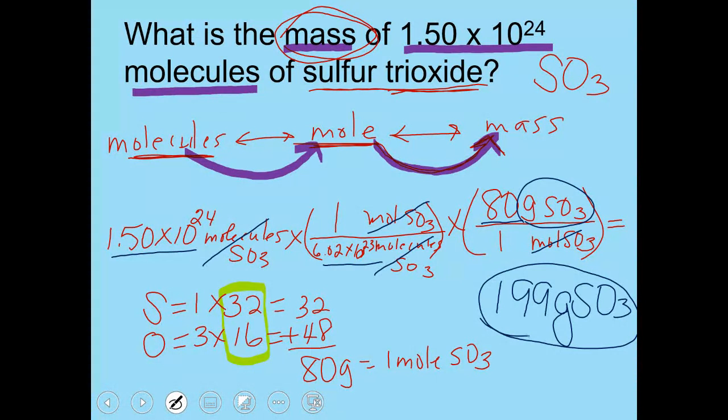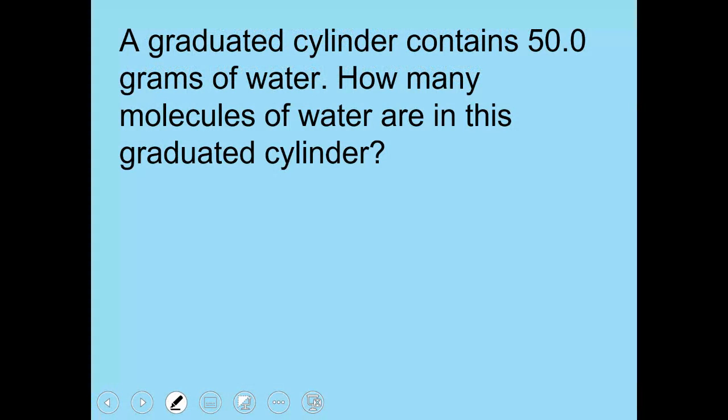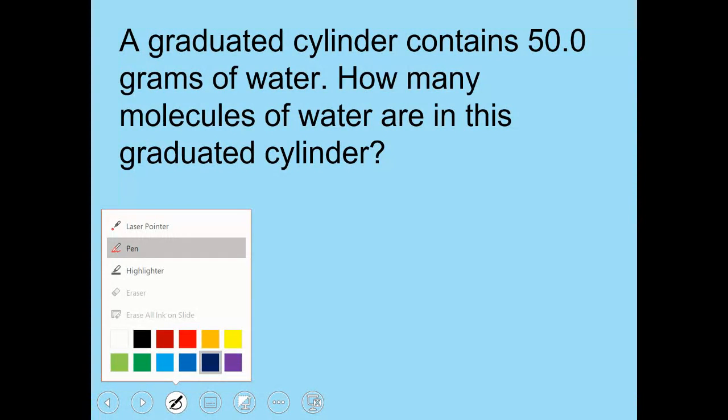Now, in this problem, we're going from molecules to moles and moles to mass. But in that problem at the very beginning that we were doing, we said we had 50 grams of water, and we wanted to know how many molecules were in that beaker. Well, we can just reverse this process. We can go from mass to moles and from moles to molecules. We can indeed now come back to that problem. It's a graduated cylinder, not a beaker. But we can come back to that problem, and we can absolutely work this out.